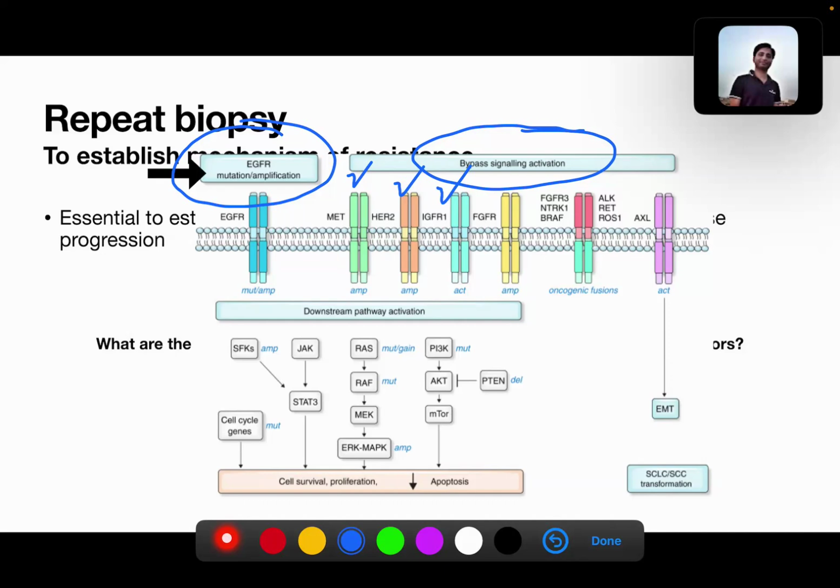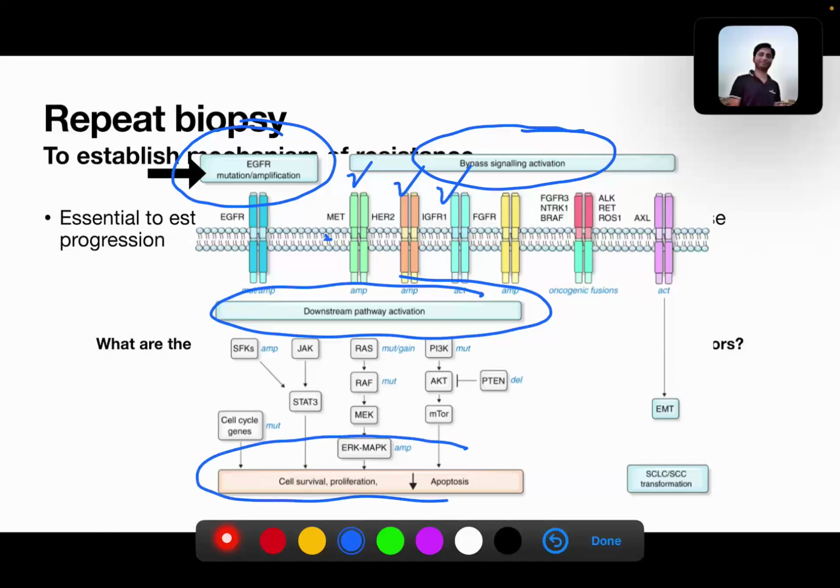Then you have off-target mutations, which is mainly through one of the methods is through bypass signaling activation. So another membrane-bound receptor gets activated. So usually you have MET, HER2, IGFR1, FGFR, etc. Right? You also have downstream pathway activation. So elements of the MAP kinase pathway or elements of the PIK3CA AKT pathway can be activated, which can lead to resistance, right? And you have cell cycle components that can be involved, such as CDK4/6 or cyclin D, etc., can be amplified. Or you can have transformation. So we can have transformation in 15% of patients to small cell lung cancer.